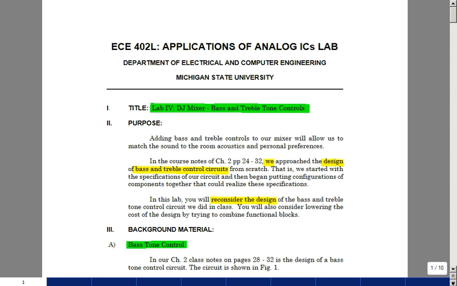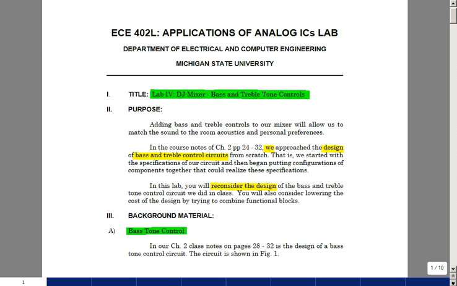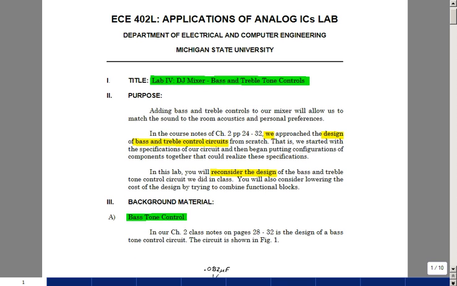Now in the course, on pages 24 to 32 of chapter 2, we designed a bass and treble control from scratch. And we started from specifications and began putting together configurations and components. In this lab, I'm going to ask you to reconsider the design of the bass and treble control circuits that we did in class. I'll also ask you to think about lowering the cost of the design by trying to combine some of these functional blocks.